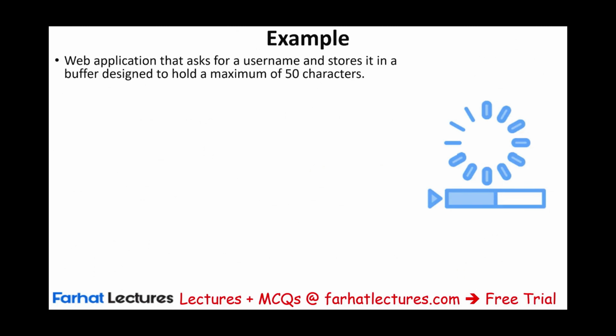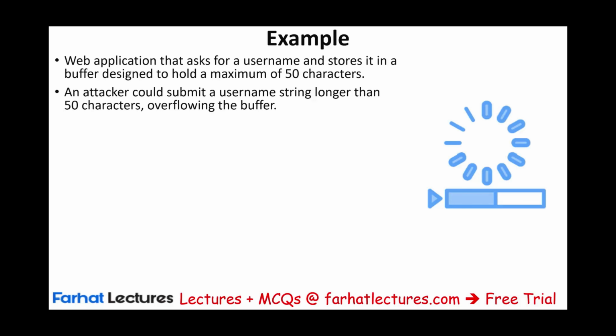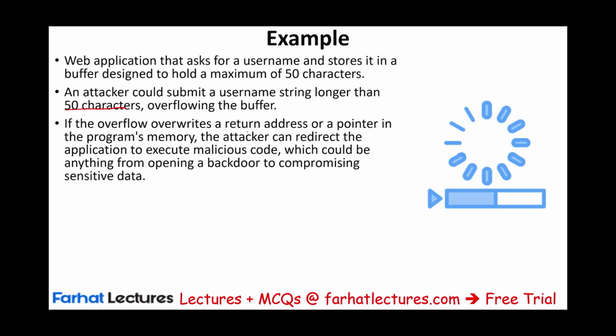An example would be a web application that asks for a username and stores it in a buffer designed to hold a maximum of 50 characters. So you just choose a username. So what would an attacker do here? An attacker would submit a username longer than 50 characters, overflowing the buffer. If the overflow overwrites a return address or a pointer in the program memory, the attacker can redirect the application to execute malicious code.